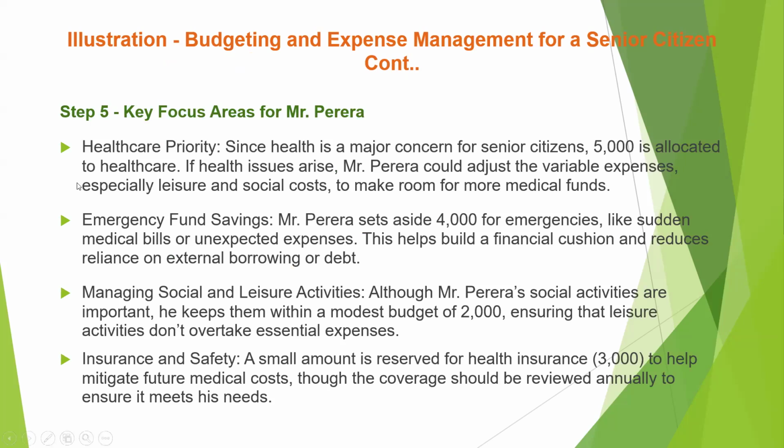I have given all these things just to glance through: healthcare priorities, emergency fund savings, managing social and leisure activities. Seniors can decide those based on their requirements. In a particular month, your key priority will be medical, but in some months you can allocate funds for leisure activities as well. If you go through this, you will be able to understand what exactly you have to prioritize within your income levels.